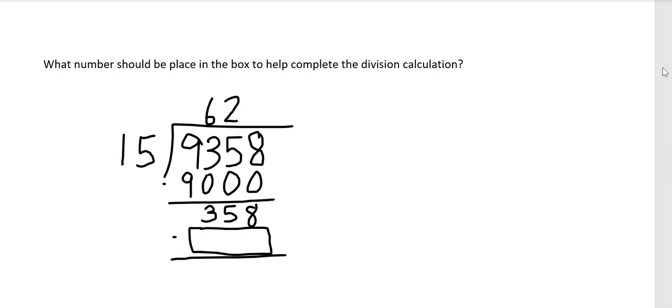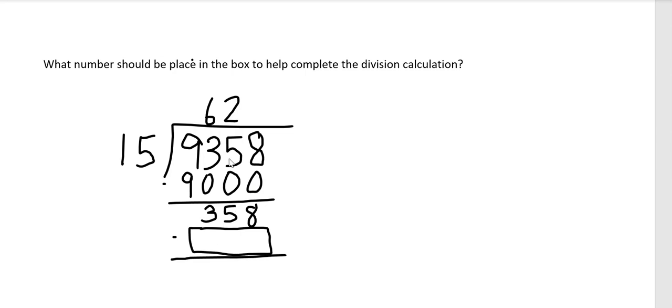Let's talk about division. Here you're given a problem that's been started and you're asked to determine what number should be placed in the box to help complete this division problem. So what's missing here? My suggestion whenever you're analyzing another person's work, something that's been given to you, is to do the problem on your own.